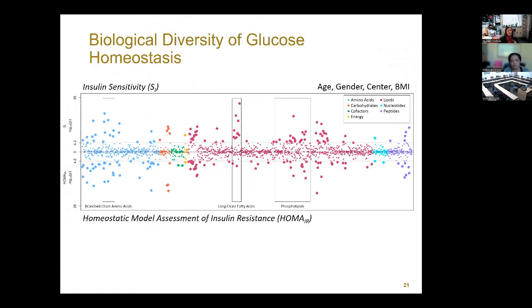And finally, we compare basal measures with dynamic measures of glucose homeostasis. We're looking here at a Miami plot, very similar to what we saw before. On the positive y-axis, we have our insulin sensitivity, and on our negative y-axis, we have HOMA-IR, so two complementary measures of insulin resistance. What you'll see here is there are striking differences observed between SI versus HOMA-IR in terms of, for example, branched chain amino acids, our long chain fatty acids that we talked about before, as well as some phospholipids too. It's really striking that these overlap, but not exclusively, suggesting that insulin sensitivity may provide additional insights into the biological diversity of glucose homeostasis beyond what we see at the fasting level or at that basal state.